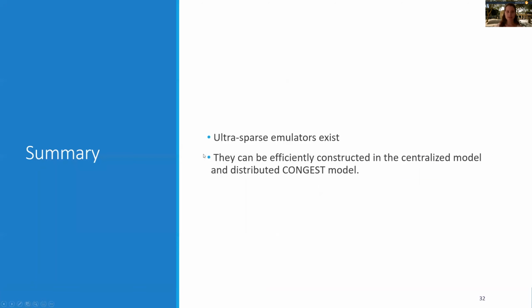So to summarize, we've shown constructions of ultra-sparse emulators, and we've shown that ultra-sparse near-additive emulators do exist. And we've shown that they can be efficiently constructed both in the centralized model and in the distributed CONGEST model.